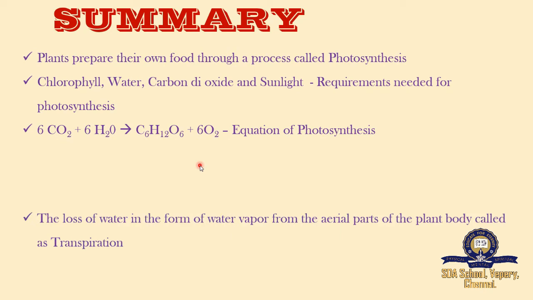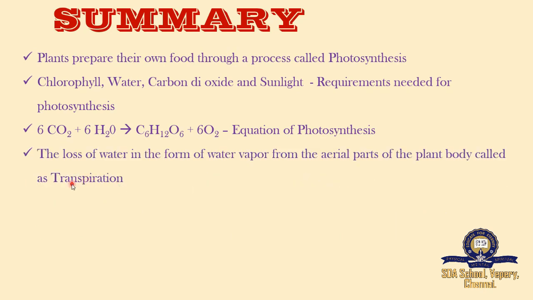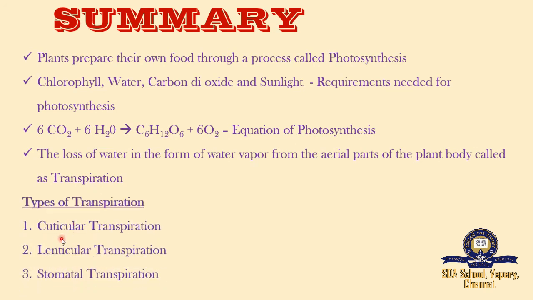And next we saw about transpiration. So what is transpiration? The loss of water in the form of water vapor from the aerial parts of the plant body is called transpiration. And we saw three types of transpiration, right? What are they? First one is cuticular transpiration, second one is lenticular transpiration, and third one is stomatal transpiration. Hope the topics covered today were clear to you.